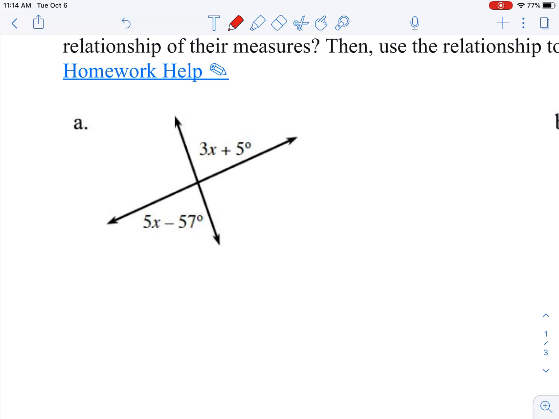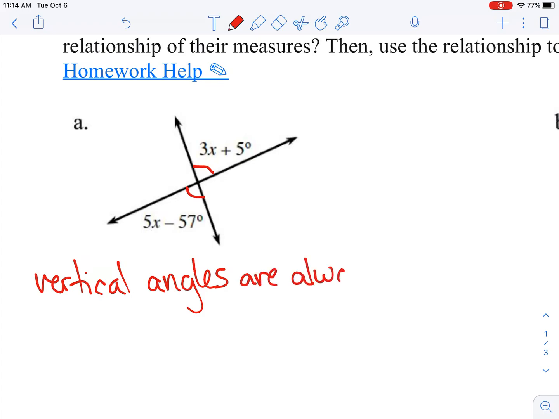So these angles in part A are vertical angles. So I'm going to write vertical angles. And then what does that mean about their measures? So they're called vertical angles, and vertical angles are always congruent. Let's say equal. They're always equal.